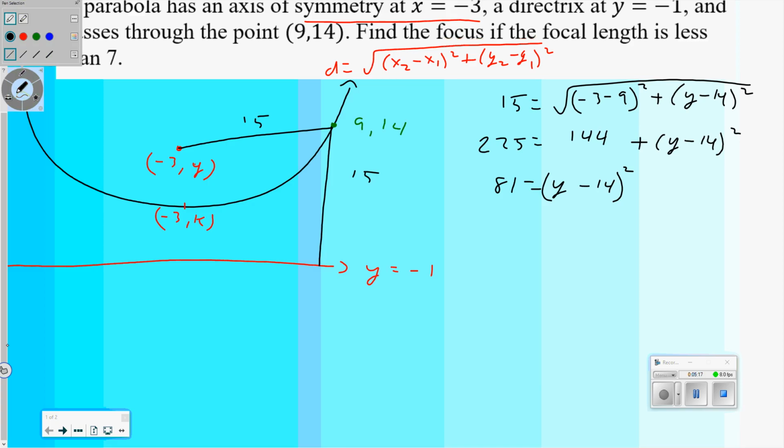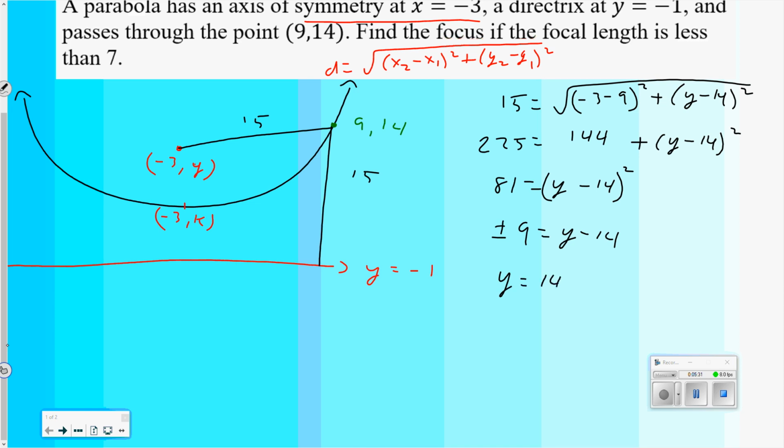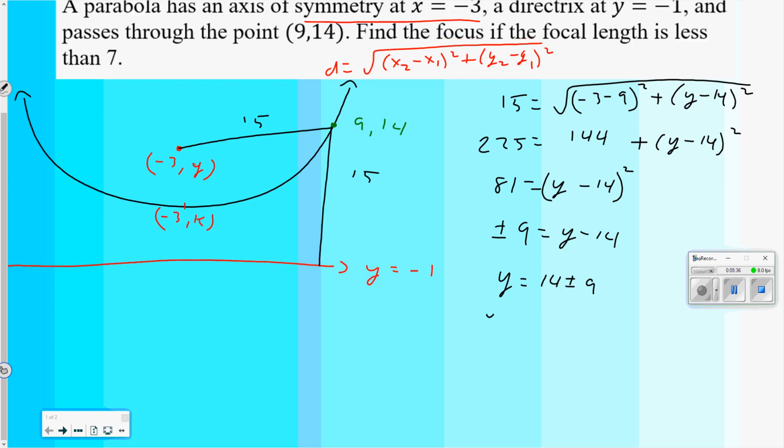All right. And then from here, take the square root of both sides to get plus or minus 9 equals y minus 14. Then add the 14 over to get y equals 14 plus or minus 9. So 14 plus 9 is 23, and 14 minus 9 is 5. Those are my two possibilities for my focus.